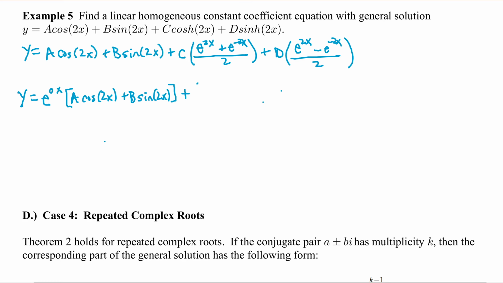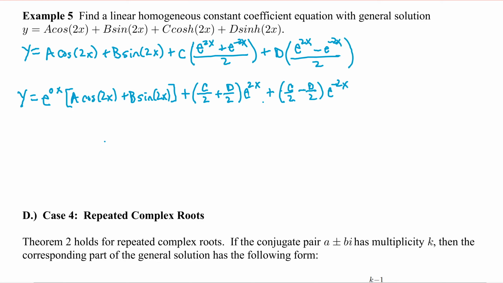Now, I also want to collect my e to the 2x terms. So I notice in the first parenthetical expression there, the coefficient of e to the 2x is c over 2, and in the second one, the coefficient is d over 2. That way I've just combined like terms here. I'm going to do the same thing for e to the negative 2x. We have c over 2 minus d over 2 times e to the negative 2x.